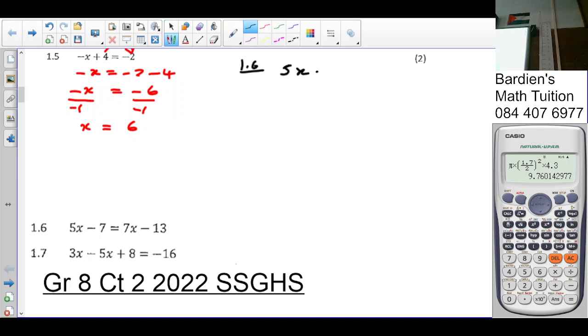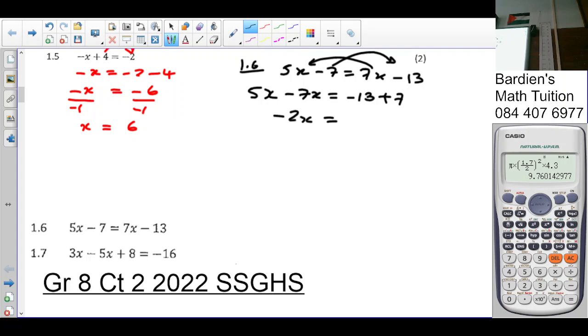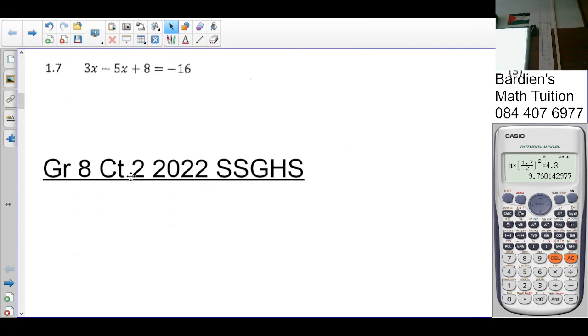We've got 5x minus 7 is equal to 7x minus 30. Again, x is one side, numbers the other side. So it's going to be 5x minus 7x is equal to negative 30 plus 7. What is 5x minus 7x? Negative 2x. Negative 30 plus 7 is negative 23. Is that correct? Divide by negative 2 both sides. So x is equal to 3. Okay. That is 1.6.